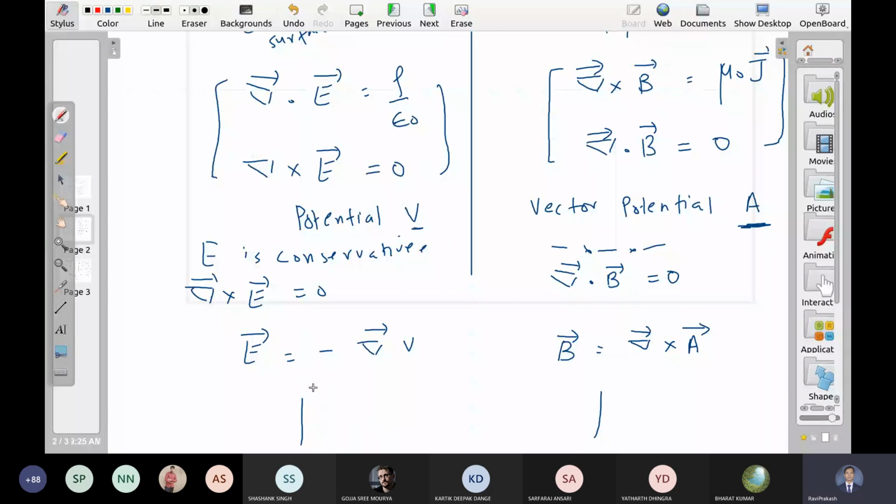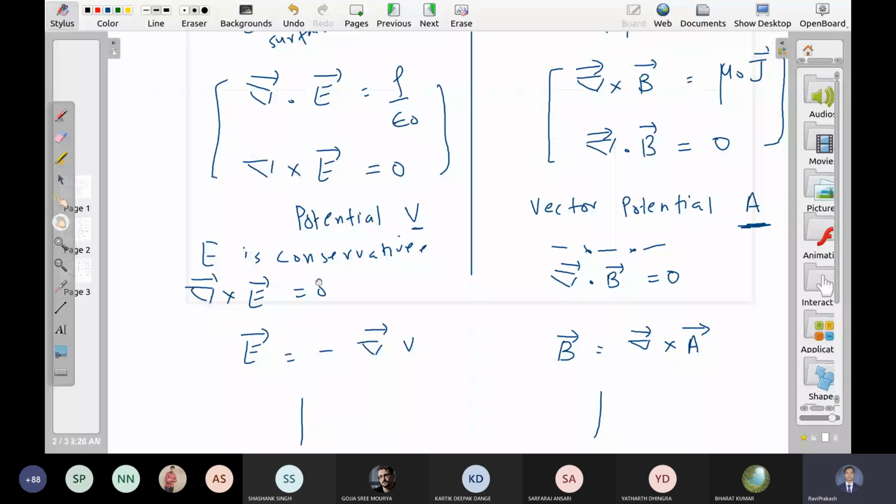Is there any physical benefit? Not yet. There is a benefit in the electric case: we have E as a vector, but V is a scalar, and dealing with scalars is much easier than dealing with vectors. What is the benefit here? No. B is a vector, A is also a vector, so there is no benefit here. But still, there are some benefits that I'll make clear.